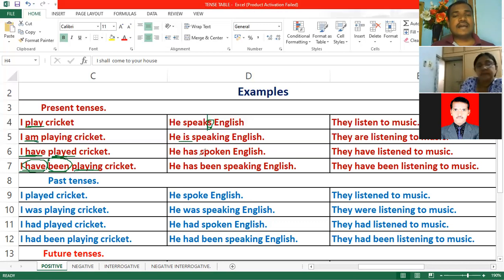Perfect. He has spoken English. For the third person singular, if it is perfect tense, we should use has plus V3 form. So he has spoken English. Perfect continuous: as usual, he has plus been, again continuous, speaking. He has been speaking English.